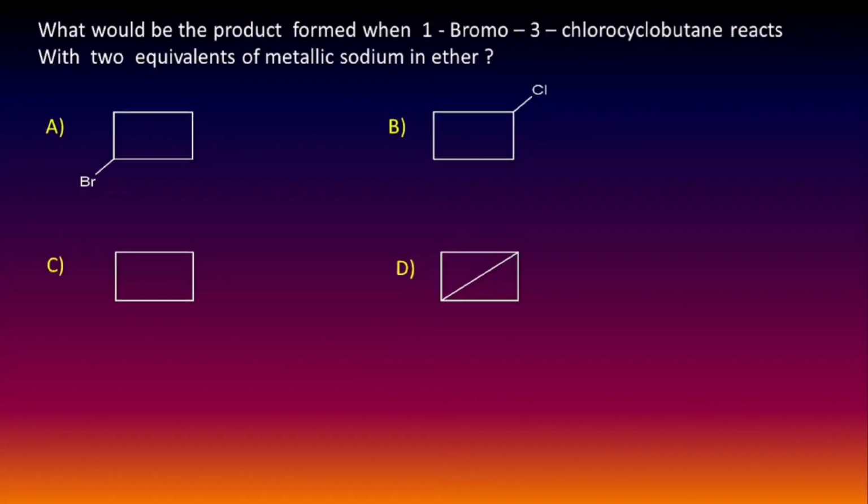So the next question is, what would be the product formed when 1-bromo-3-chlorocyclobutane reacts with two equivalents of metallic sodium in dry ether? Okay. So what is the reaction? This is Wurtz reaction. So what will be the right option? 1-bromo-3-chlorocyclobutane reacts with sodium in dry ether. Let's solve it.